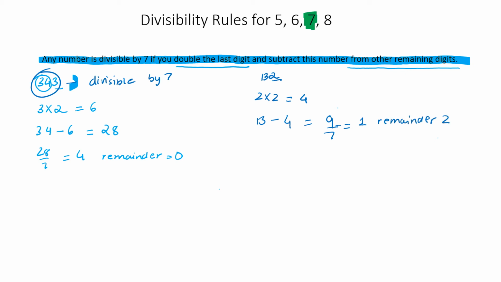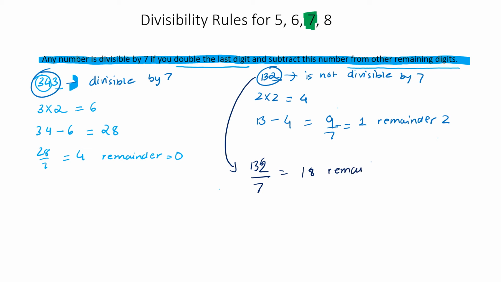That shows us that 132 is not divisible by 7, and let's double check that. 132 divided by 7. Well, it goes 1, leaving us a remainder of 6. So 62 divided by 7, that would go to 8, leaving us a remainder of 6. So that once again proves that 132 is not divisible by 7.